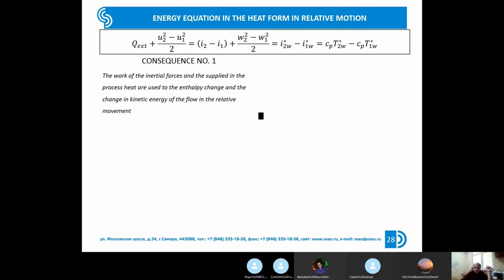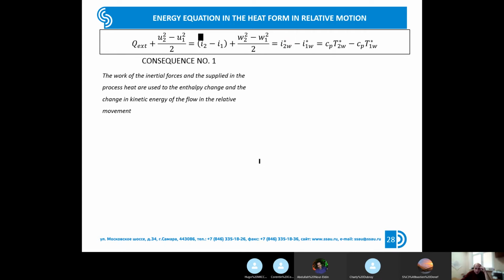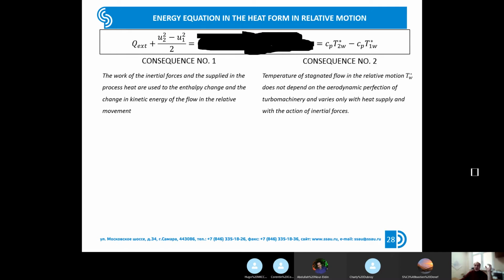The second conclusion: let's hide this part of the equation. And let's simply read this equation. What could we say?